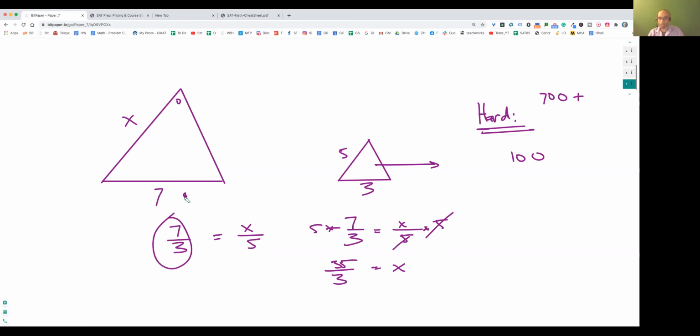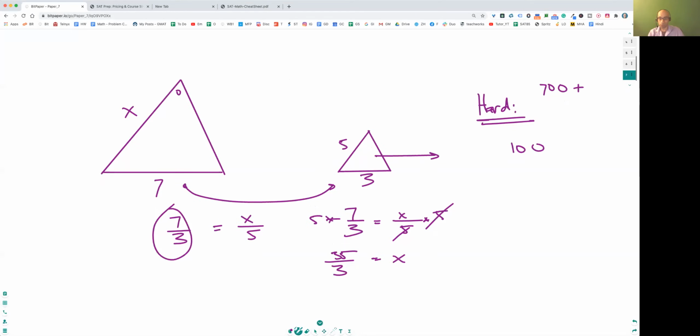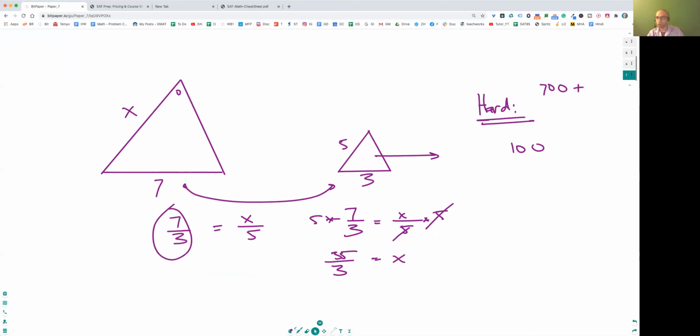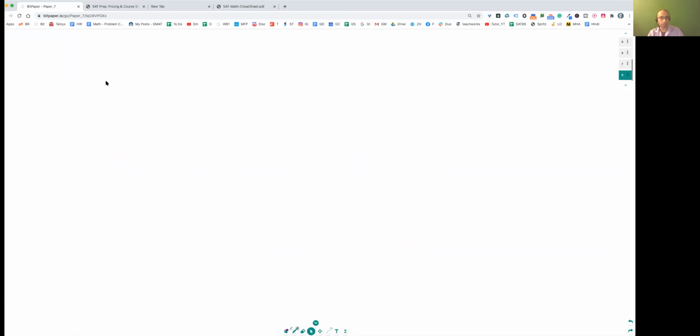Remember, this over this is equal to this over this, and you're already solving a 650 plus problem over here. So be careful. There are going to be some harder problems than this. We're going to look at them right now, but remember, this is an important problem. Now let's move to the last piece here.